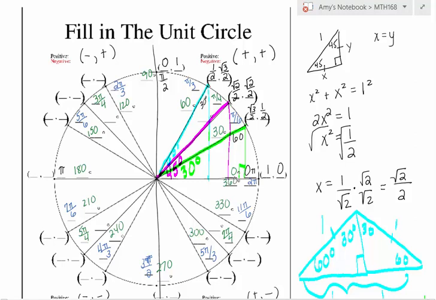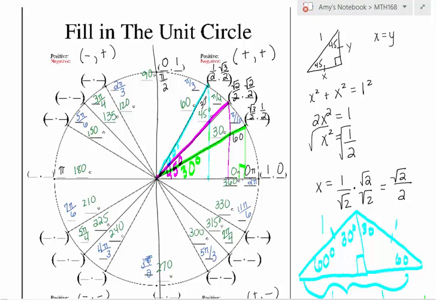Then you want to go back and you want to count off by 45 degrees. So 0 degrees, 45, 90, 135, 180, 225, 270, 315, and 360.